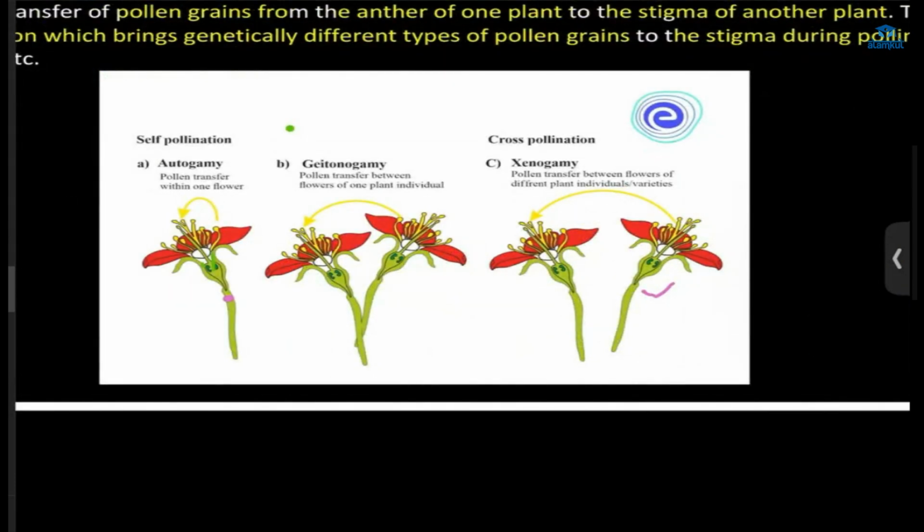What is the advantage of autogamy? No variation. The genotype is conserved. And also there will be assurance that the flower will be formed. That is the autogamy advantage. And xenogamy advantage is variation, variation for the survival.